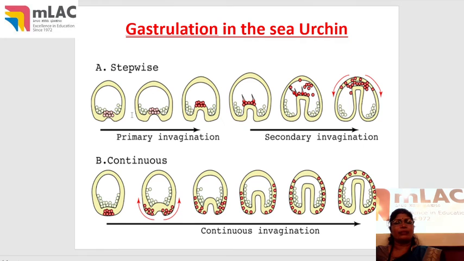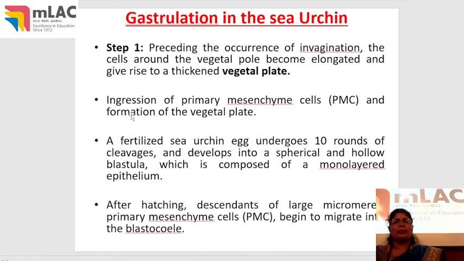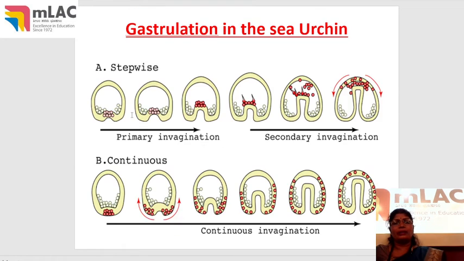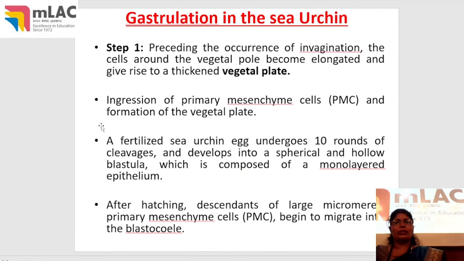So we will see the first step. Here you can see in the picture. In the first step, preceding the occurrence of the invagination, the invagination will take place at the vegetal pole. The cells around the vegetal pole will become elongated and give rise to a thickened vegetal plate. Here you can see this part gives the thickened vegetal plate. Now what will happen? The ingression of the primary mesenchyme cells will take place.